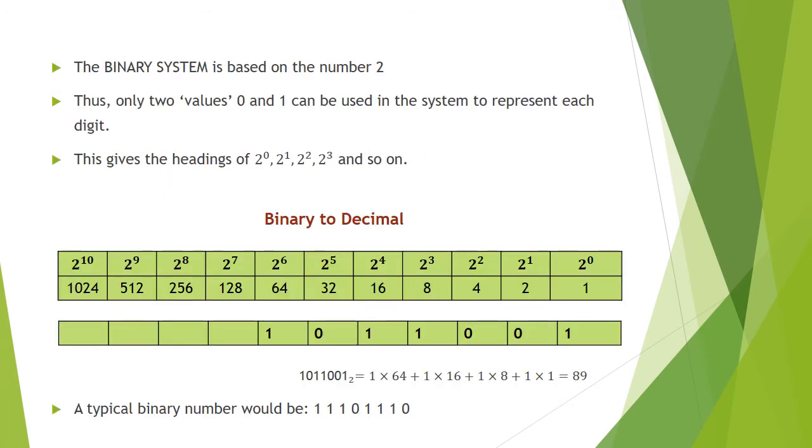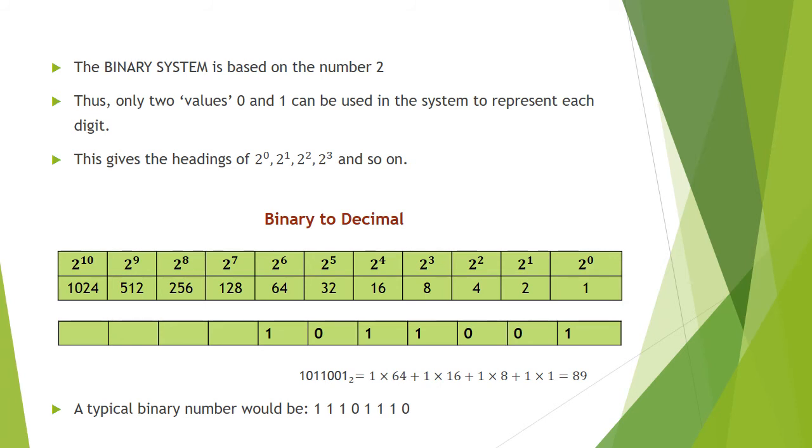As I've explained in the previous few minutes, the binary system is based on number 2, so it only has two values. Let me repeat this again. It only has two values, 0 and 1. These two values can be used in the system to represent each digit. This gives the headings of 2 raised to the power 0, 2 raised to the power 1, 2 raised to the power 2, 2 raised to the power 3, and so on.